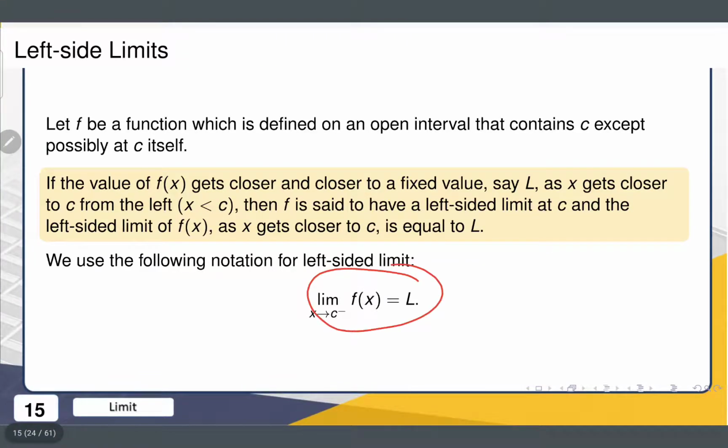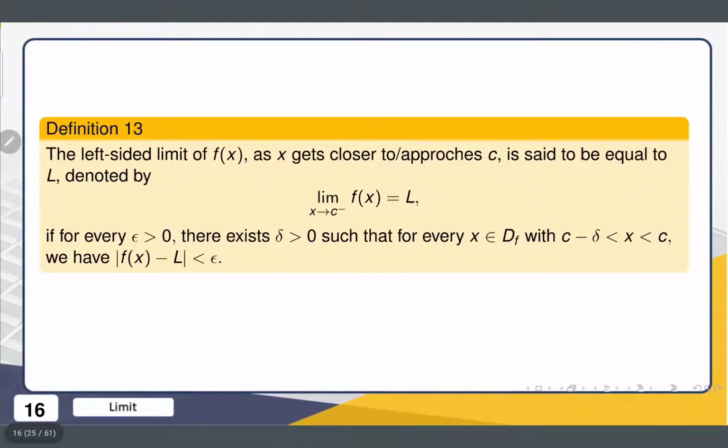So usually we use this notation. Please note there is a minus sign here, and that means we approach c from the left. What is the meaning of approaching c from the left? We look at the values of x when x is less than c, but as close as possible to c. This is the formal definition of that, but we will not discuss it further.